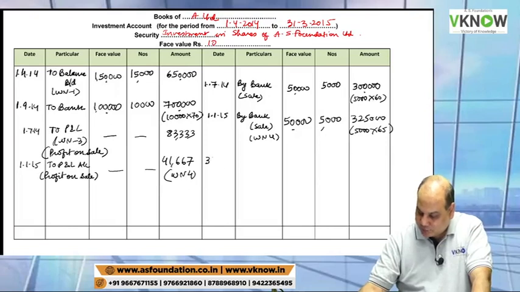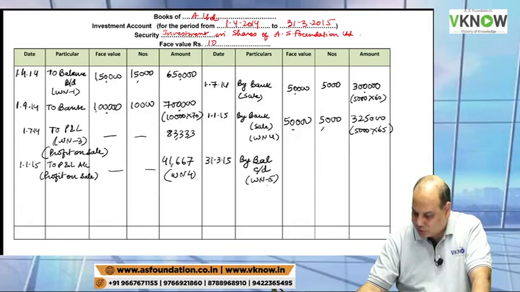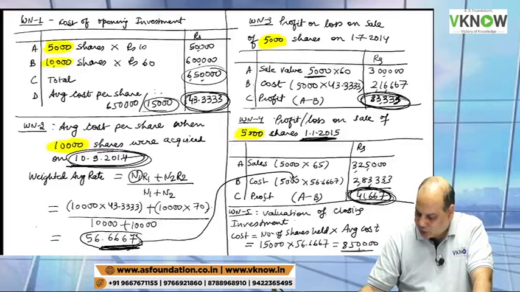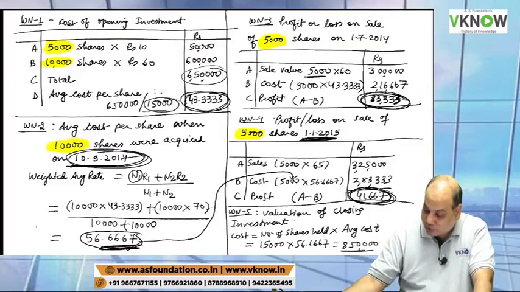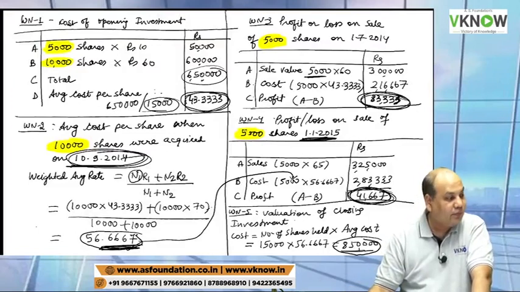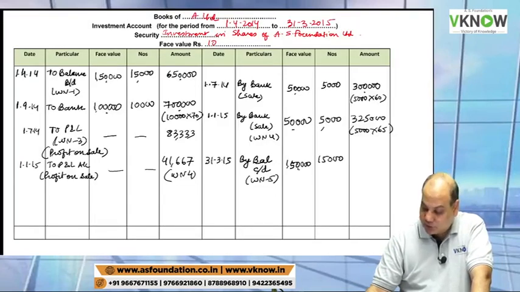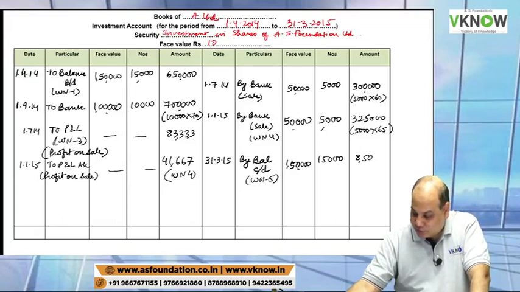And then on 31st March 15, there is no dividend in this problem. By balance carried down, working note 5. We have 15,000 shares whose face value is 1,50,000, and we have calculated the cost 8,50,000. Last working note, last line on the screen, 8,50,000. Can you see 8,50,000? Yes.